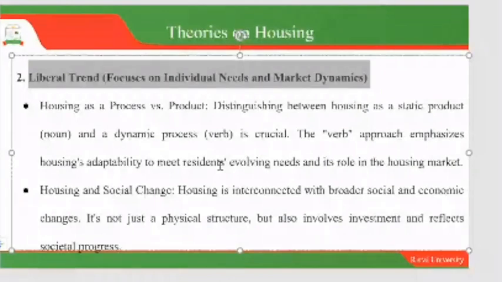The verb approach emphasizes housing adaptability to meet residents' evolving needs and its role in the housing market. Housing and the social change: housing is interconnected with broader social and economic changes. It is not just a physical structure, but also it involves investment and reflects societal progress.